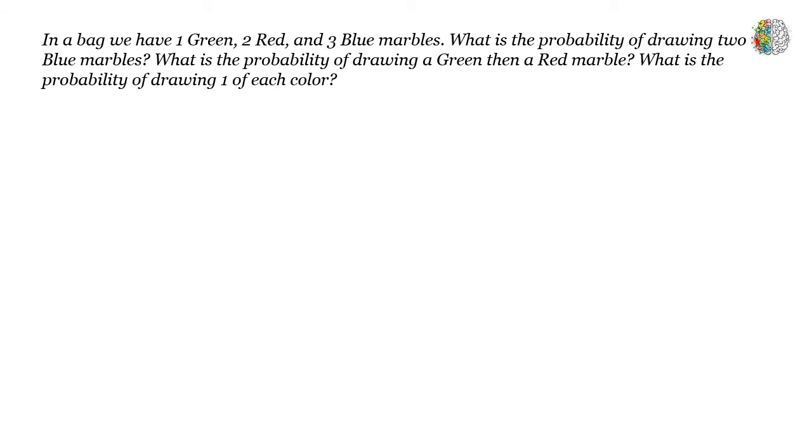Let's look at a problem to help us understand independent events. In this problem, it says we have a bag that has 1 green, 2 red, and 3 blue marbles. What is the probability of drawing 2 blue marbles? What is the probability of drawing a green and then a red marble? And what is the probability of drawing one of each color?